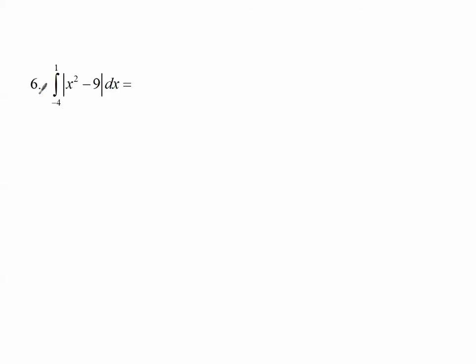Example number 6. The definite integral from -4 to 1 of the absolute value of the quantity x squared minus 9 with respect to x equals. So first of all, notice the absolute value. This is different from all the others.